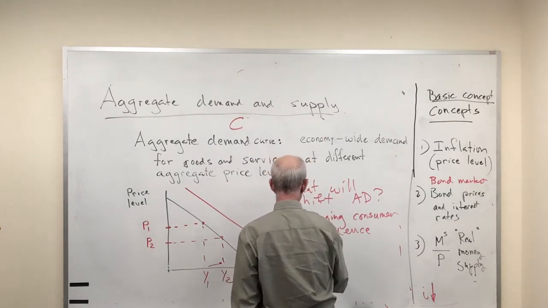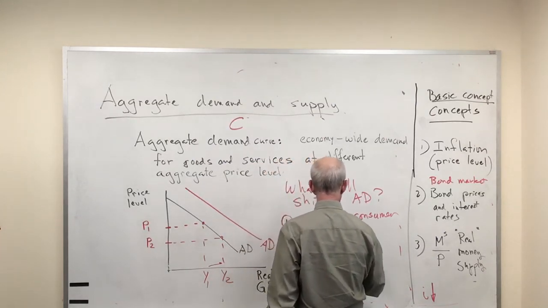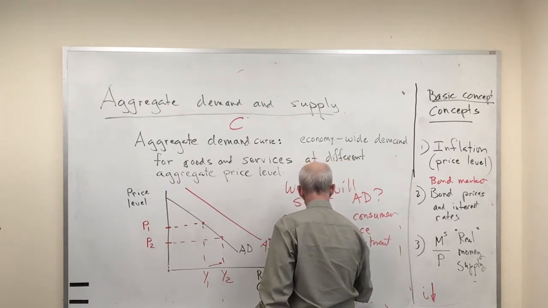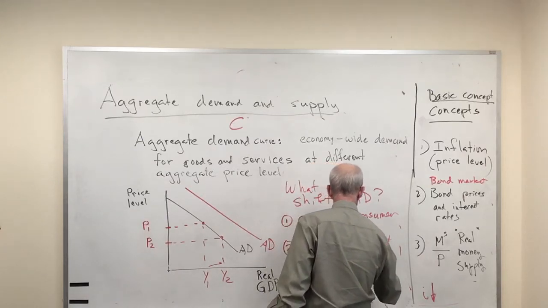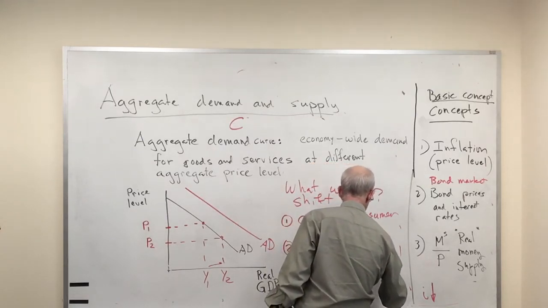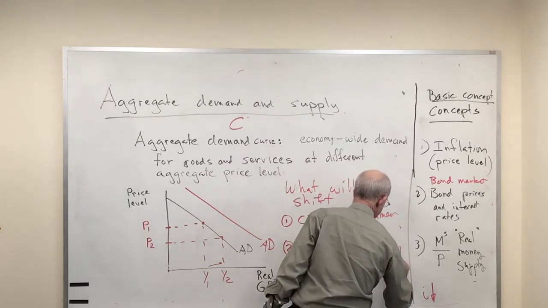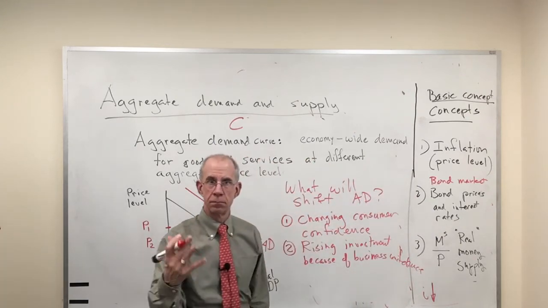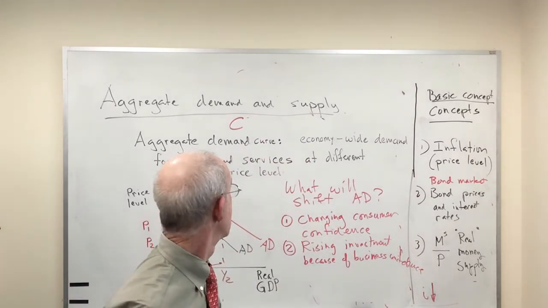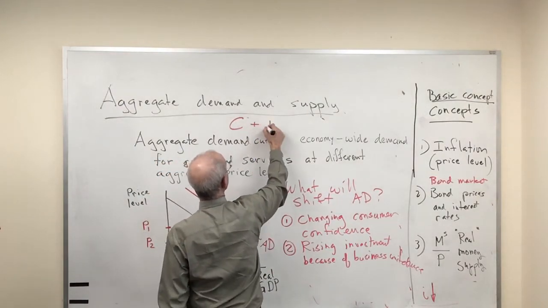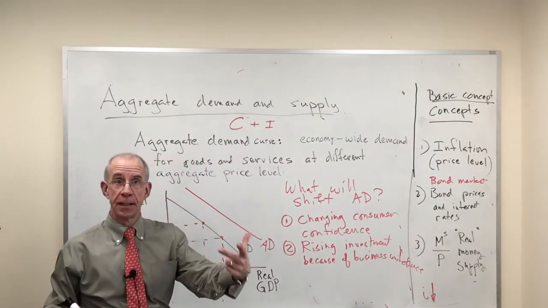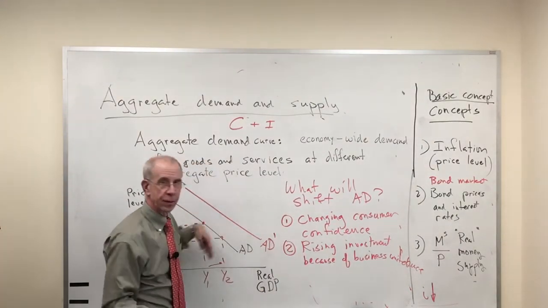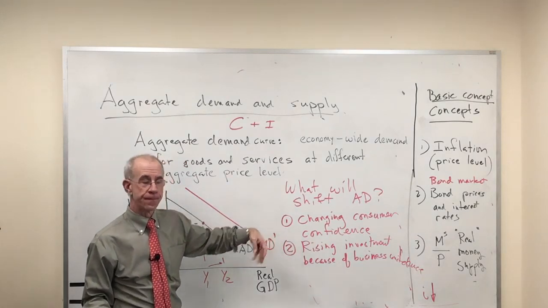If you had rising investment because of business confidence, investors now believe that things are going to be great. That can increase investment, a component of aggregate demand, shift the aggregate demand curve to the right.